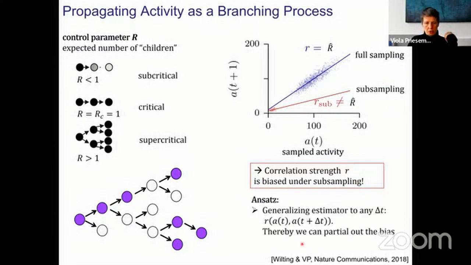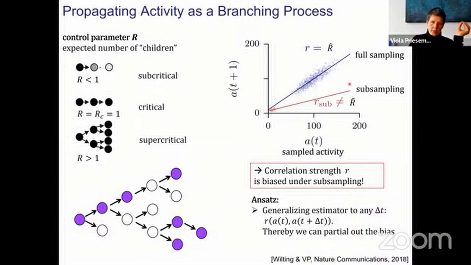The ansatz that we took is the following. We generalized the estimator, not only at A_t and A_t plus 1, but we looked at arbitrary time lags delta t. This is basically the autocorrelation function for the subcritical systems. And from that autocorrelation function, we find that there's a systematic bias, but that bias factor is independent of the delta t, and therefore we can partial it out. The derivations are in all detail here in the supplementary material.